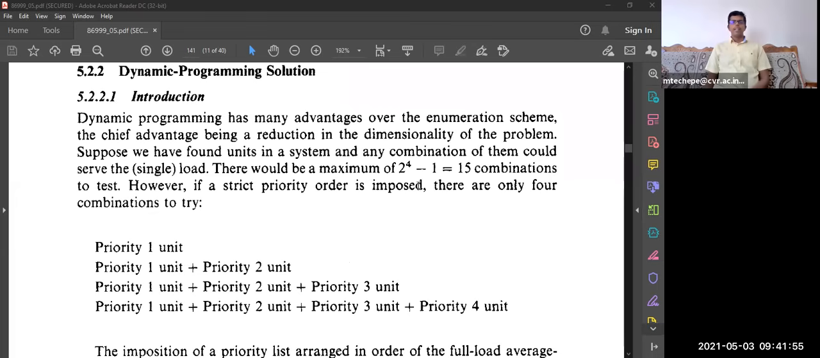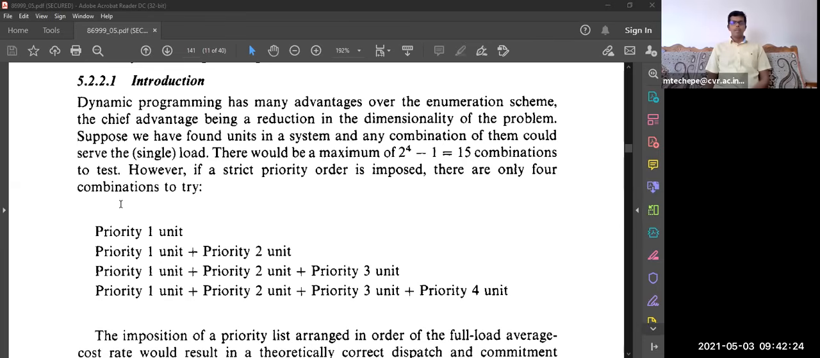Say if you take 4 generating units, 2 to the power of 4 minus 1 is 15 combinations to test. However, if a strict priority order is imposed, there are only 4 combinations to try. Like in the priority list method, if you go for a strict priority list, then only 4 combinations: priority unit 1, priority unit 1 plus unit 2, then unit 1 plus 2 plus 3, then unit 1 plus 2 plus 3 plus 4.